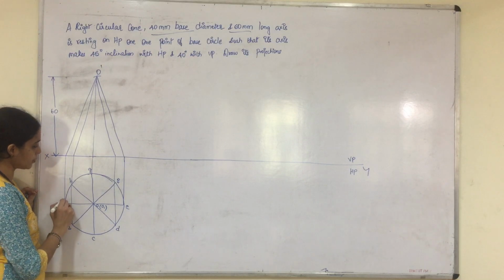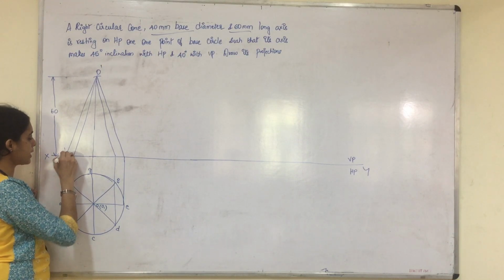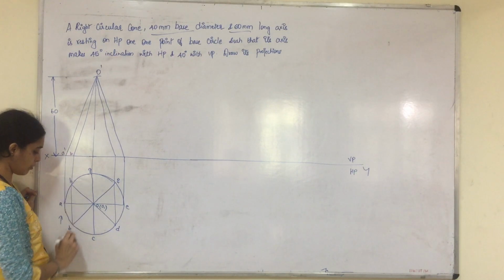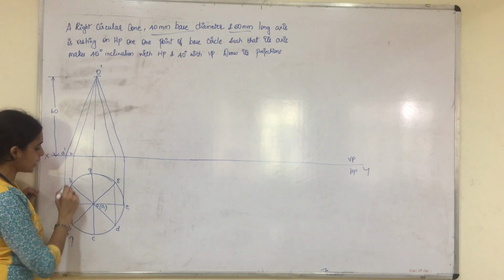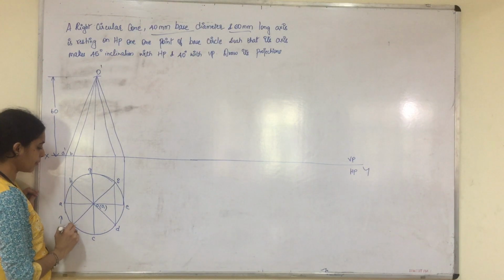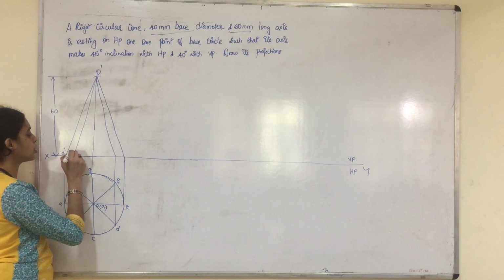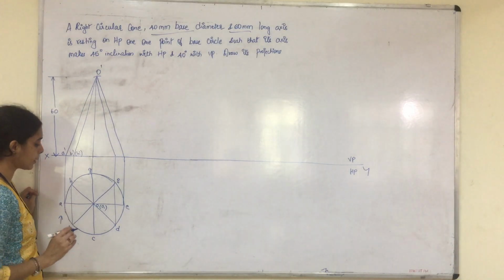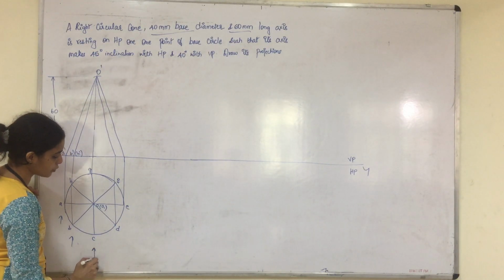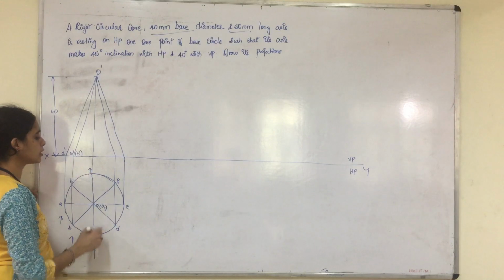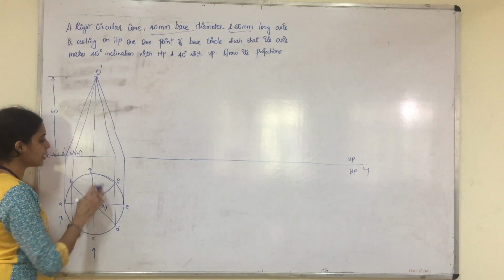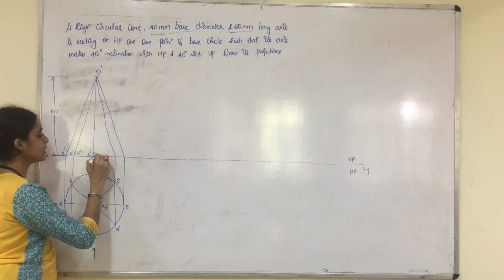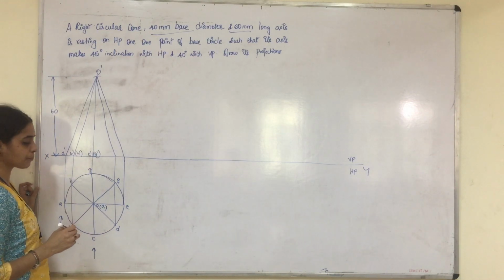When the observer views from here, A will be visible, so we will write it as A dash. B and H will be along the same line. B will be visible but H won't be visible. So you will write B dash outside the bracket and H dash within the bracket. And again when the observer views from here, C and G will be along the same line. C will be visible and G won't be visible. So you will write C dash outside the bracket and G dash within the bracket.